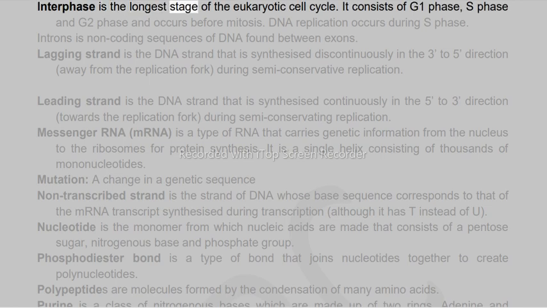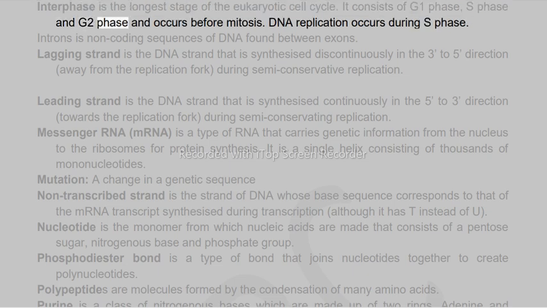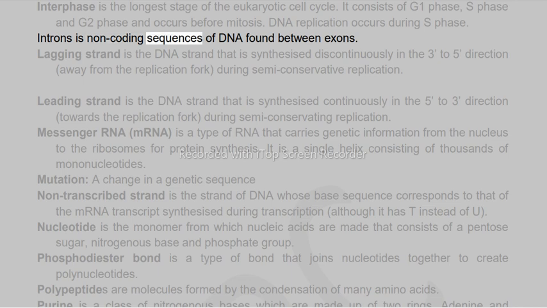Interphase is the longest stage of the eukaryotic cell cycle. It consists of G1 phase, S phase and G2 phase and occurs before mitosis. DNA replication occurs during S phase. Introns are non-coding sequences of DNA found between exons.